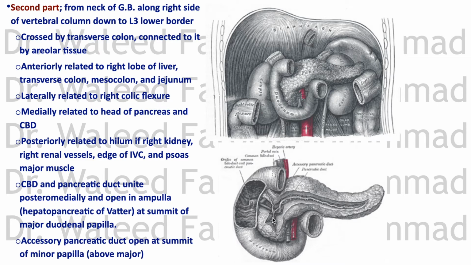Now the accessory pancreatic duct, which is this one, draining the uncinate process of the pancreas, crosses up inside the pancreas and opens in another papilla above the major one, called the minor duodenal papilla. So the minor duodenal papilla receives the opening of the accessory pancreatic duct, while the major duodenal papilla receives the opening of the joined common bile duct and the main pancreatic duct.